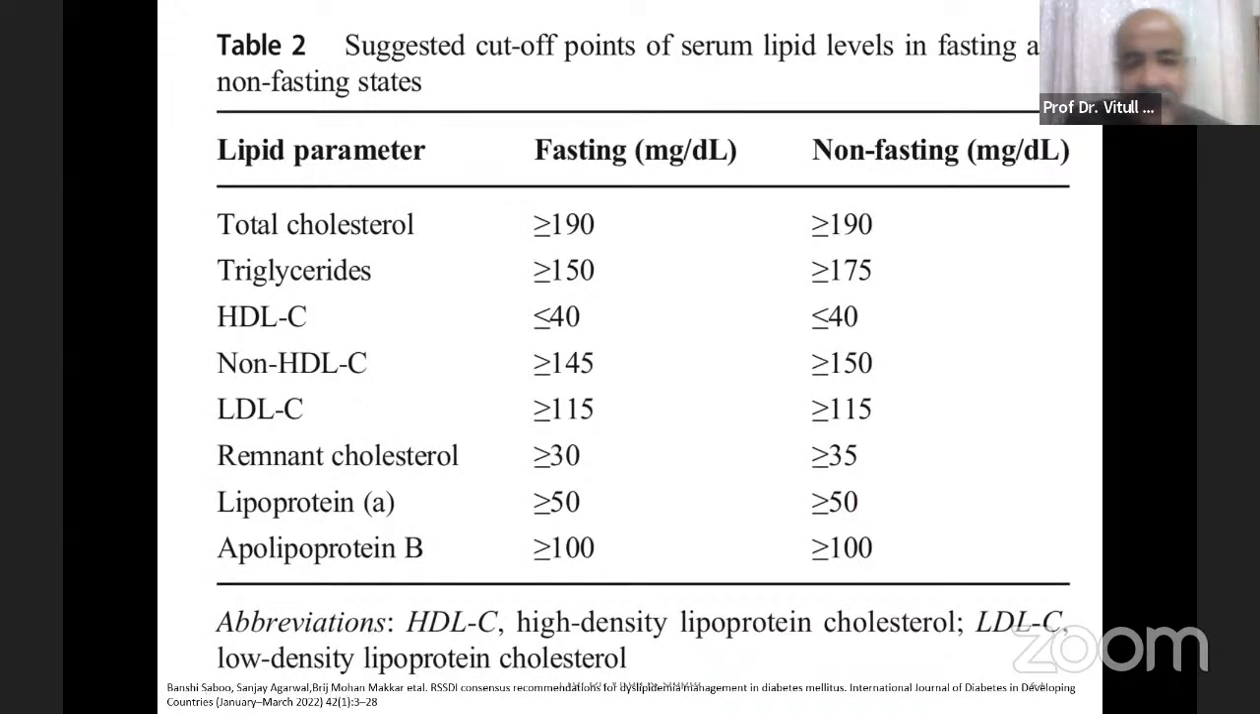So once we have considered fasting and non-fasting, we need to have the cutoffs for lipid parameters for fasting as well as non-fasting. Total cholesterol is the same for fasting and non-fasting, but triglyceride is different. Fasting is more than 150 and non-fasting is more than 170. Again, HDL-C is the same. Non-HDL-C has a difference of 5 milligram per deciliter and LDL-C is the same. Similarly, the remnant cholesterol is a little bit different, and for lipoprotein A and apolipoprotein B, the cutoffs are the same. So we need to know these cutoffs when we are suggesting fasting as well as non-fasting during the first 2 visits for the patients.